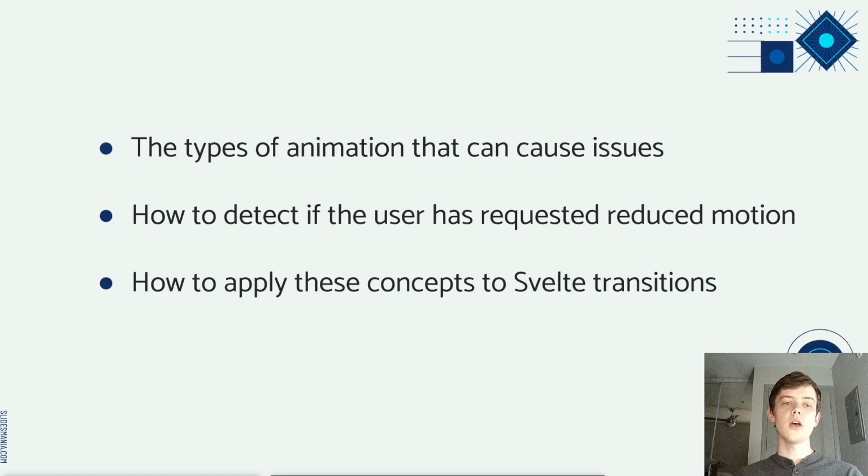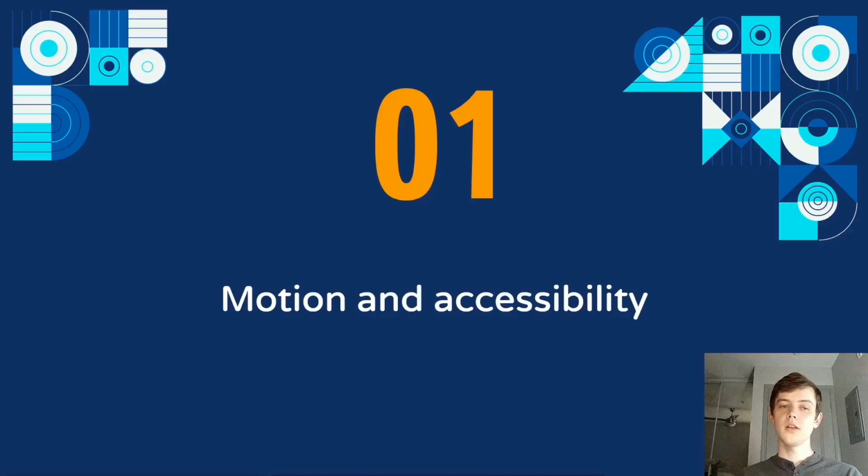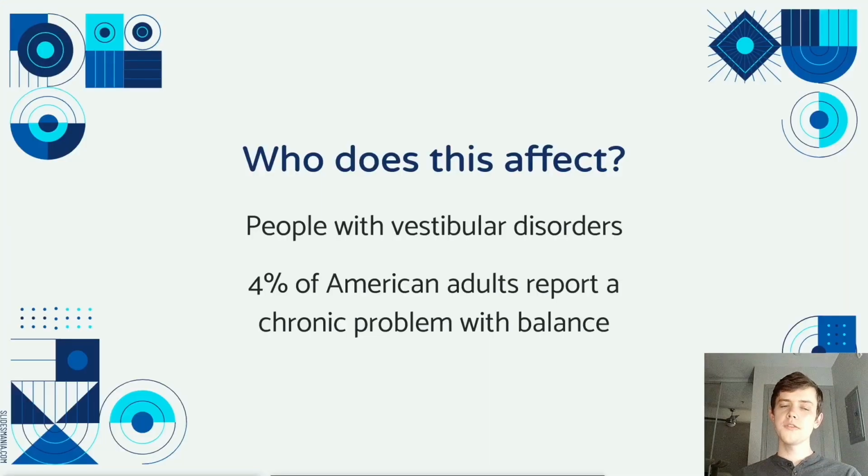In this talk, I'll talk about the types of animation that can cause accessibility issues, how to detect if the user has requested reduced motion, and how to apply these concepts to Svelte transitions. First, let's talk about motion and accessibility. So, who does this affect?